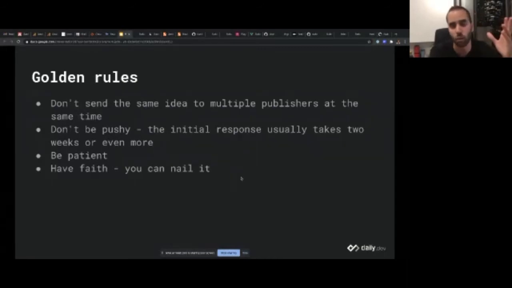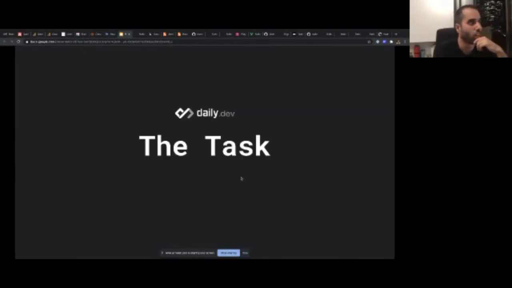If after 1 month, after 1 month and a half, they didn't respond, you can follow up. But the key is to believe in yourself and be patient. This is the key for everything. And that's it. That's it about writing for the big publisher.